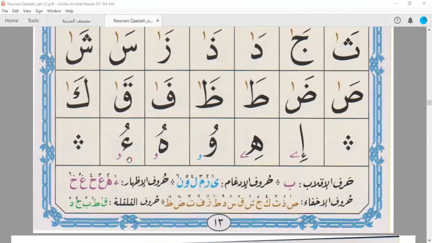Now this u also is the same case when there is an original waw, but that waw is shrunk into a small waw.